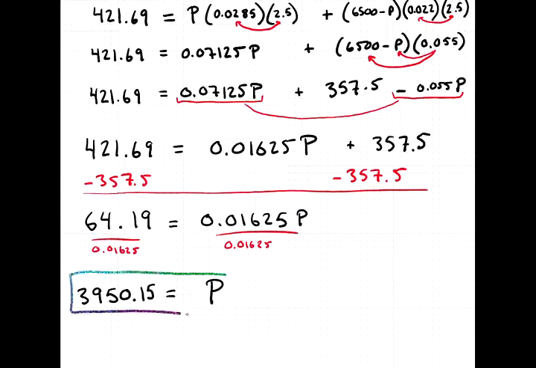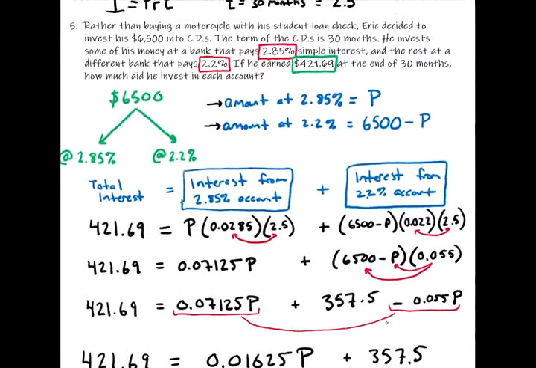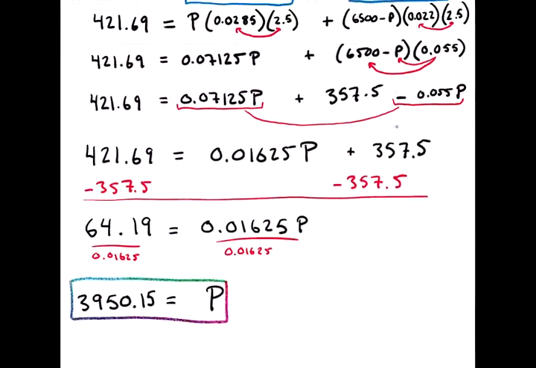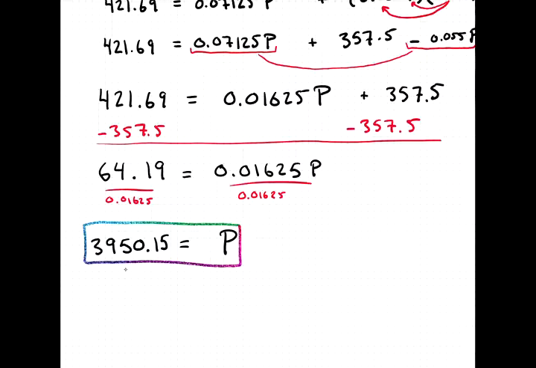Okay, let's put a box around this because that's the final answer for one of the accounts. So remember, if we go back to the top, this is the P we just found. So we just found the amount invested at 2.85%. So for the rest, we'll take 6,500 minus P. So this is at 2.2%.